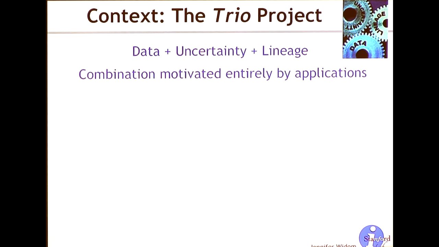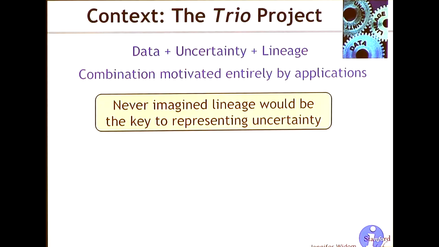We looked at scientific databases that needed that. Entity resolution databases needed that. We just seemed to keep coming across database applications that needed both, never imagining that lineage would turn out to be the key to representing uncertainty. Never imagined that. In retrospect, I think, why, what happened?